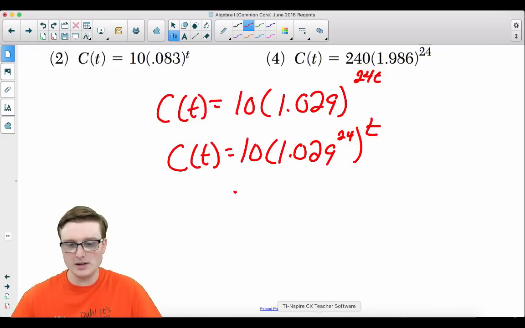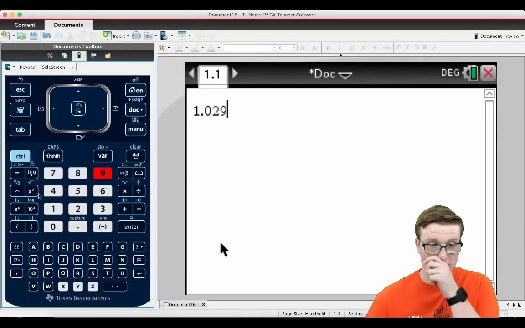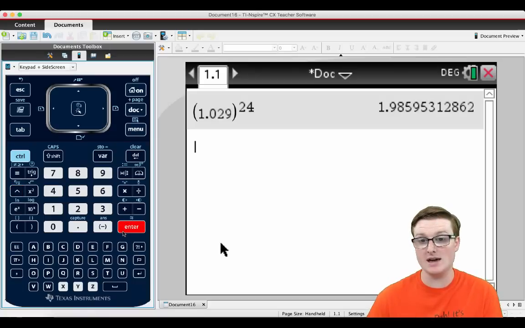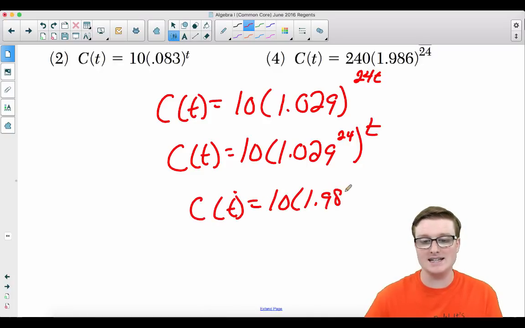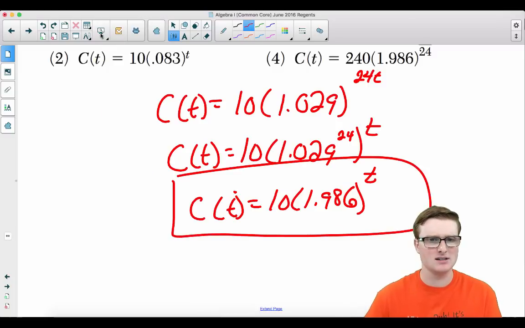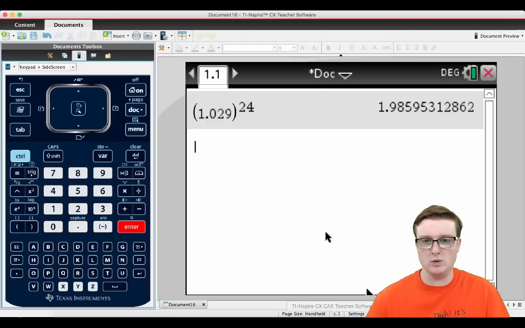So if you take 1.029 in your calculator and raise it to the 24th power, you get 1.986. So C of t is equal to 10 times 1.986 raised to the t power. Is that answer here somewhere? Yes, it is. Choice 3. There you go. So that's your answer. I'm going to show you how to do it on the graph as well.